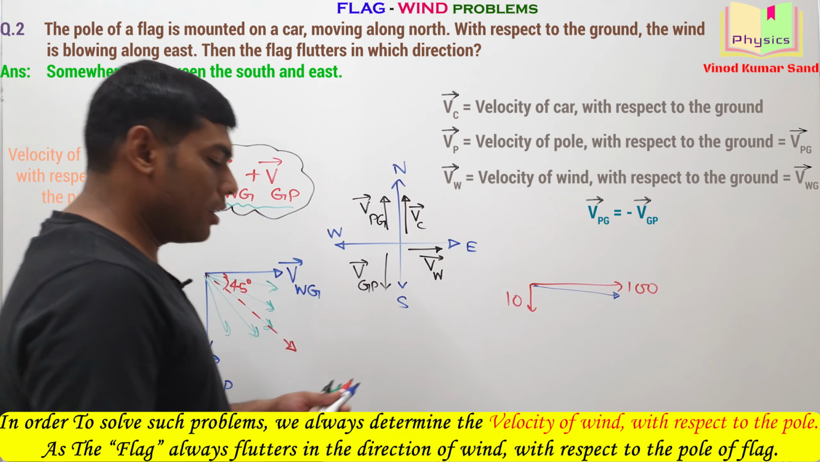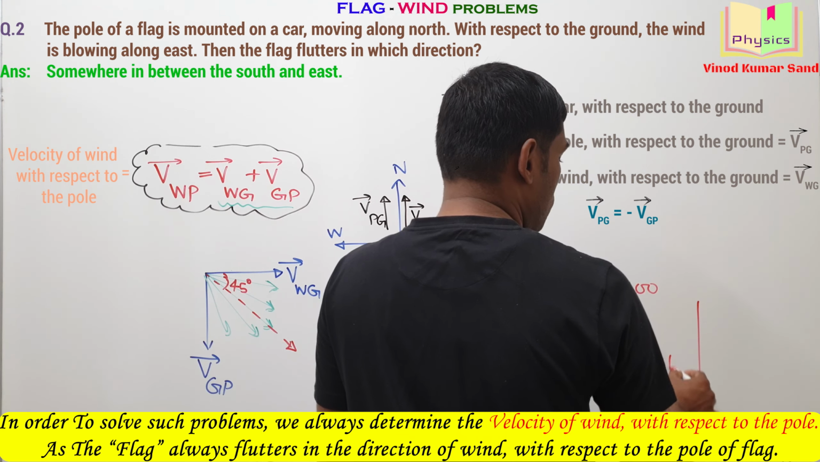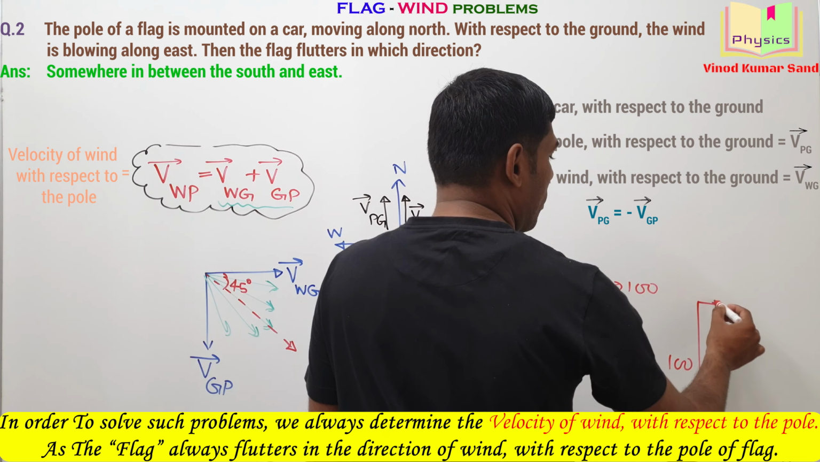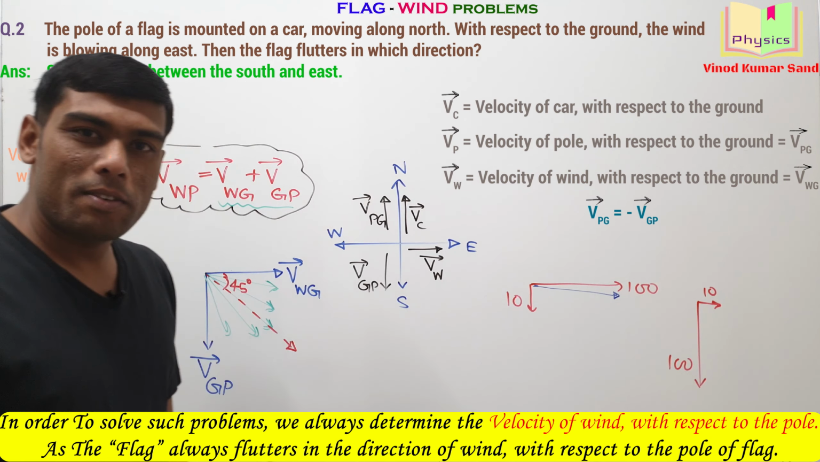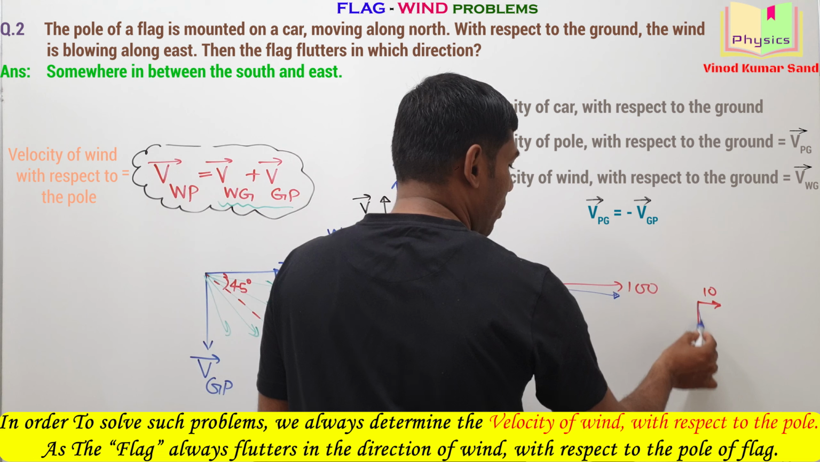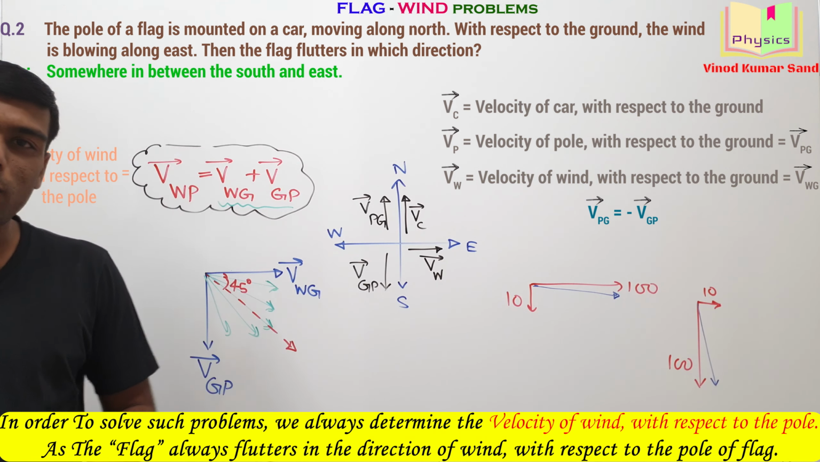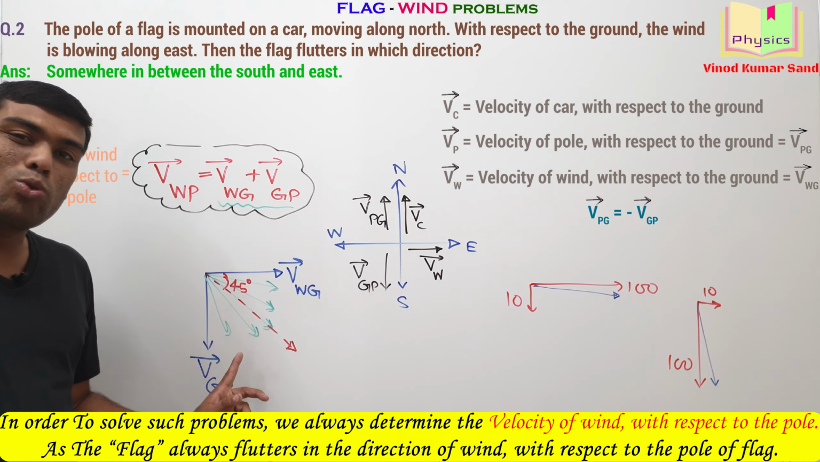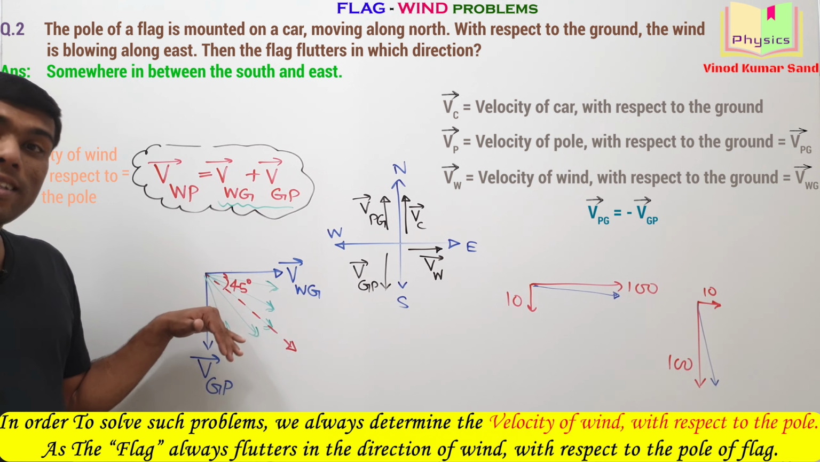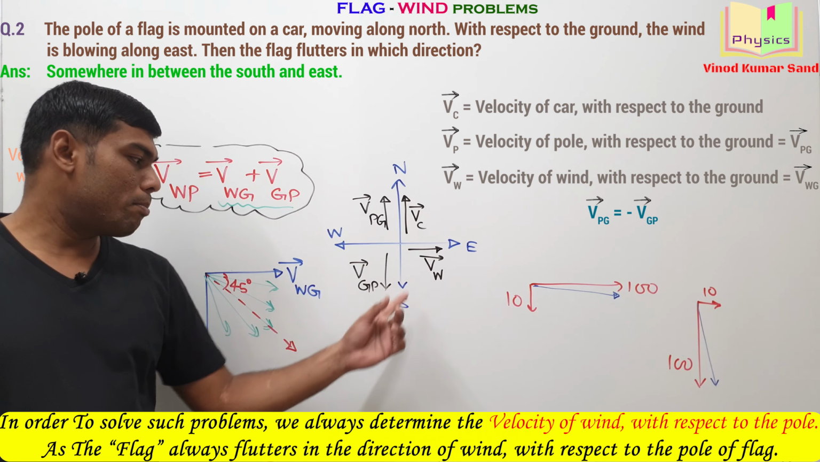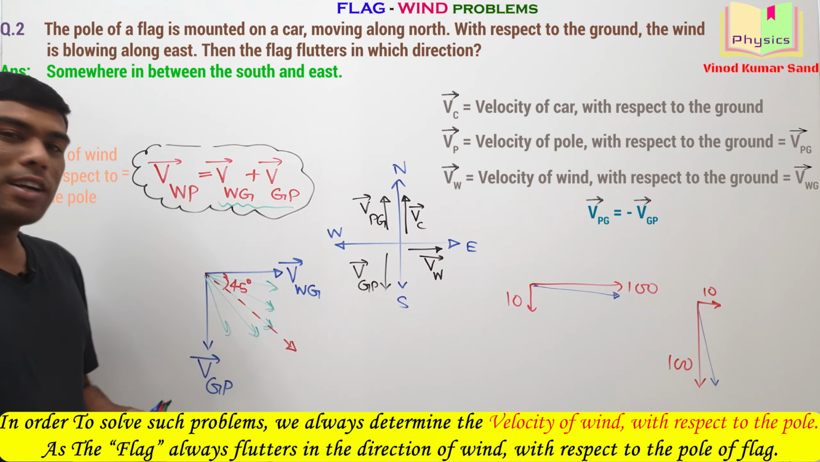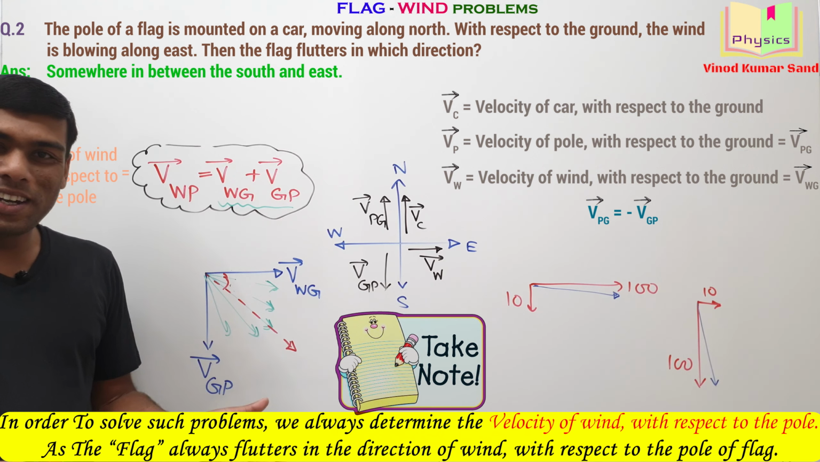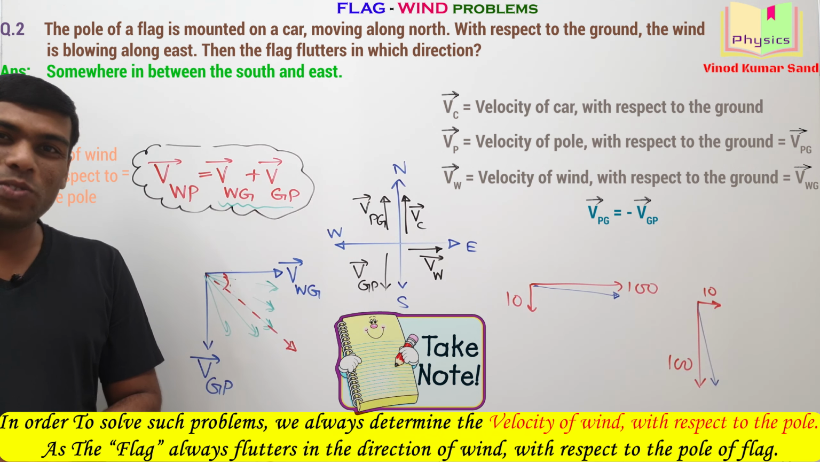Let me ask you another thing. Suppose this VGP has the magnitude 100 and VWG has the magnitude, let's say, 10. Then where will the flag flutter? Obviously, this time the flag will be fluttering very close to the south direction. Got it? So depending upon the magnitude of these two vectors, we'll be able to tell the exact angle. And if we don't know the magnitude of these two vectors, we cannot tell the exact angle. I hope you understand it. Note it down, then I'll bring up the next question for you.